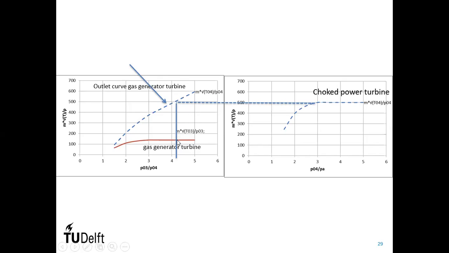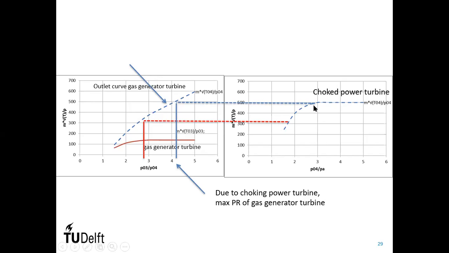So we know we are here on the turbine curve for the gas generator turbine. So it is very important to note that the choking of the power turbine really determines where you are running with your gas generator turbine. And this is the maximum pressure ratio. You can't have any higher pressure ratio over the gas generator turbine. So always when you're running here on the power turbine, you always have the same pressure ratio of the gas generator turbine. That makes life a little bit easier.